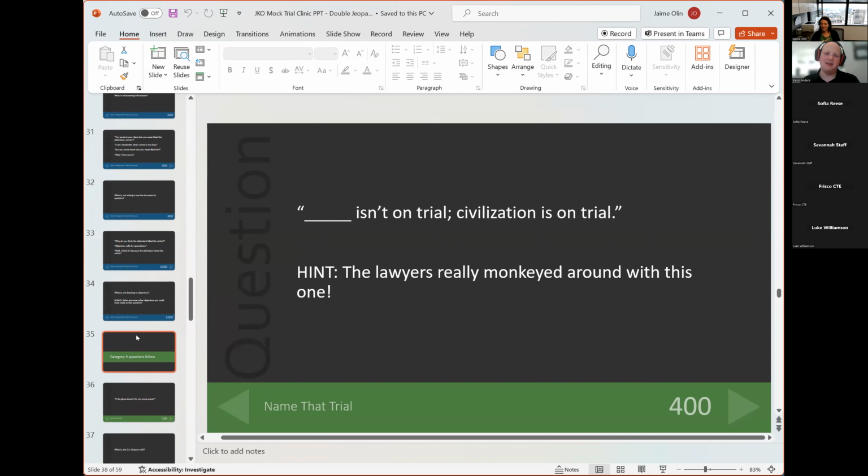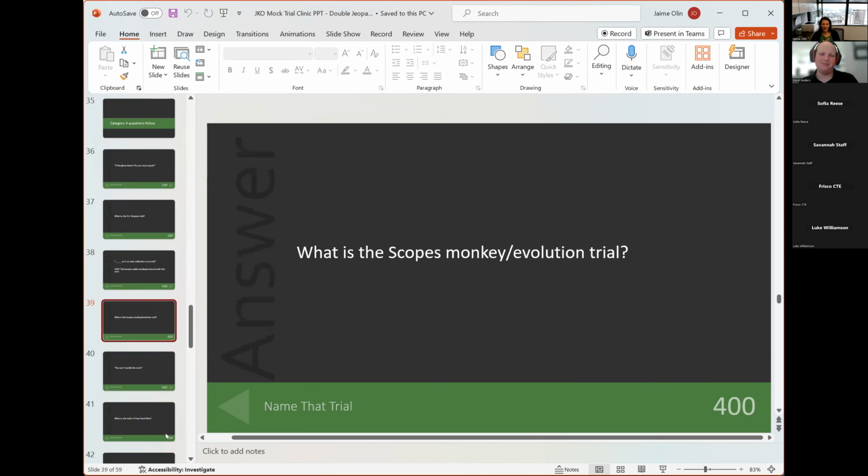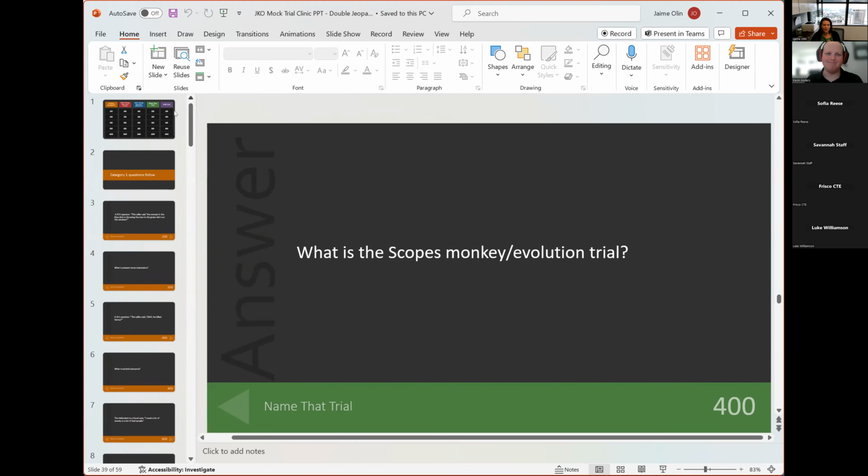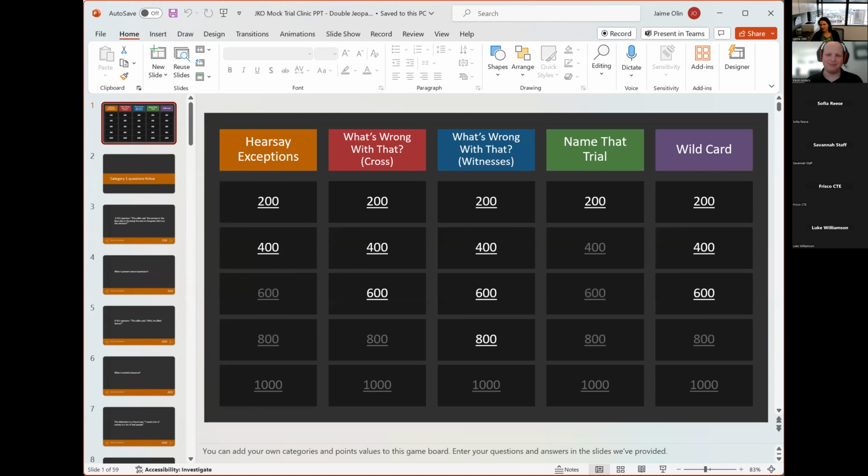Luke Williamson. Would that be the Scopes monkey trial? It sure would. And this is the trial where basically the theory of evolution was on trial. And something that I think I learned about in science class when I was in high school. But it's also a really, really famous real life trial. Okay, Luke, please pick our next clue.